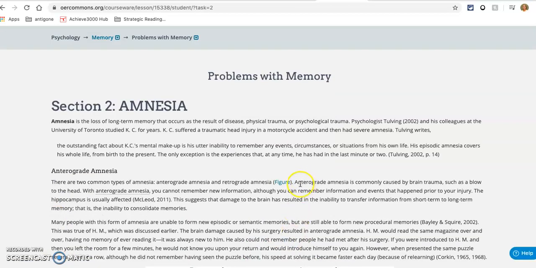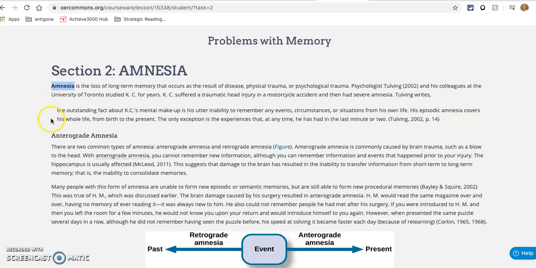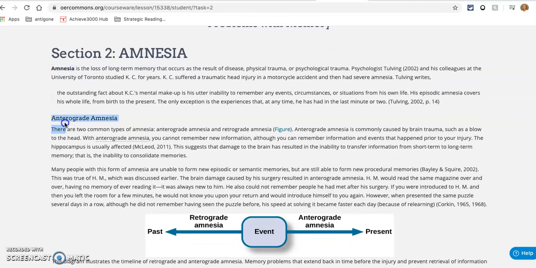Continuing on with pre-reading, we see problems with memory again. We see section 2, amnesia. And this is a connection to what I had made prior when I talked about both Alzheimer's and amnesia. I see amnesia here is bolded. Probably it's an important word I'm going to have to remember, because it's both a heading and a bolded vocab word. Then I see anterograde amnesia, which I'm not familiar with.